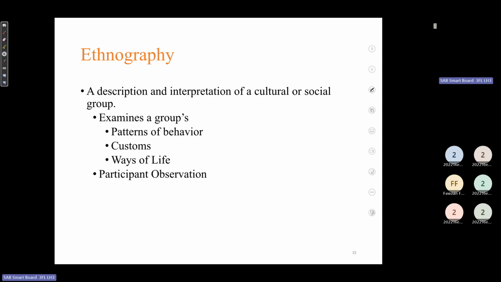Then ethnography. So this is number 4. Number 1 again, what's number 1? Biographical study. Number 2, phenomenological study. Number 3, grounded theory. Number 4, ethnography. Now look at what ethnography is. Ethnography is a description and interpretation of a cultural or social group.